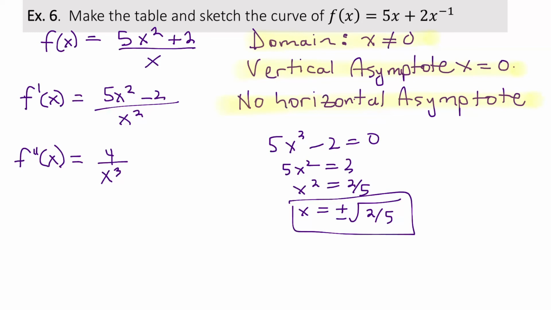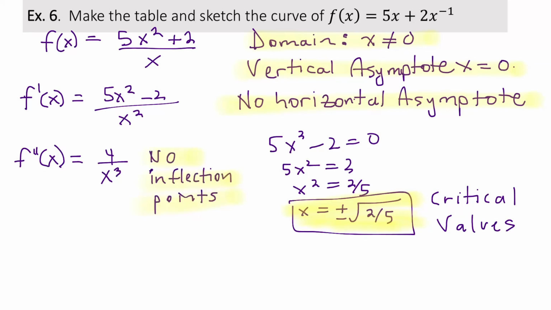First derivative would not exist when x is equal to 0, but x is equal to 0 is not in the domain in the first place. And then looking for inflection points, if I set 4 over x cubed equal to 0, since I have a constant in my numerator, I can't get that to occur, so there are no inflection points.